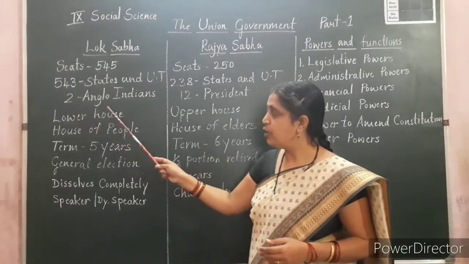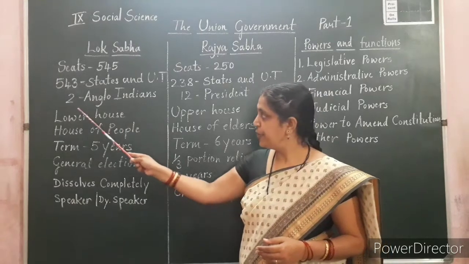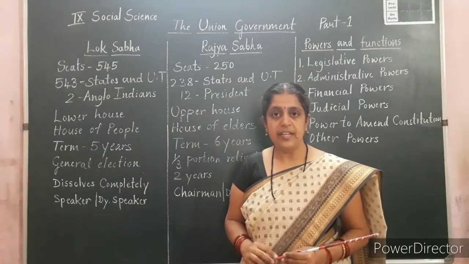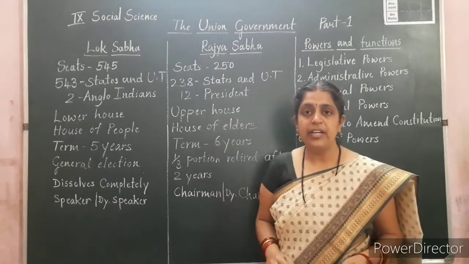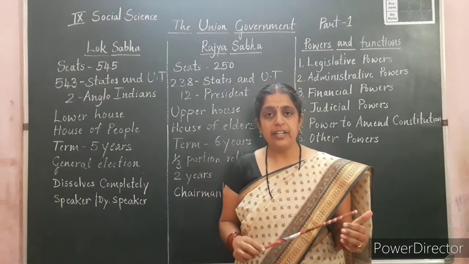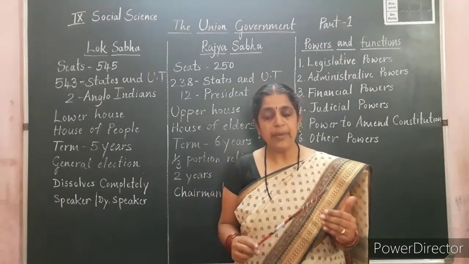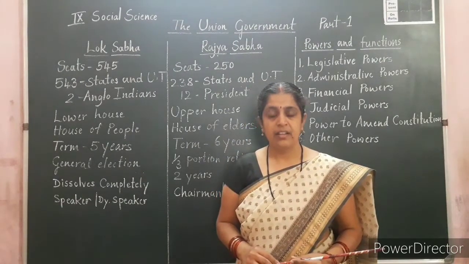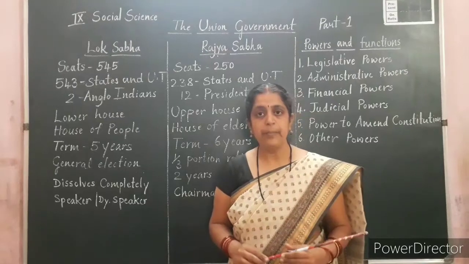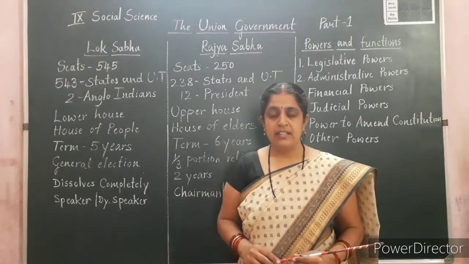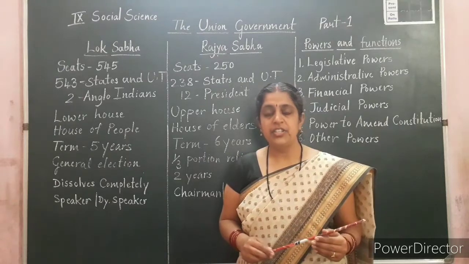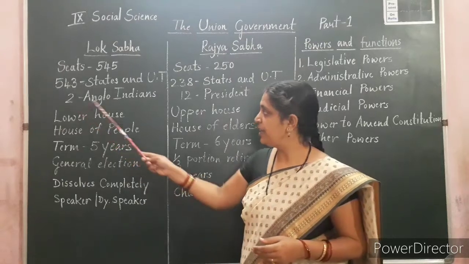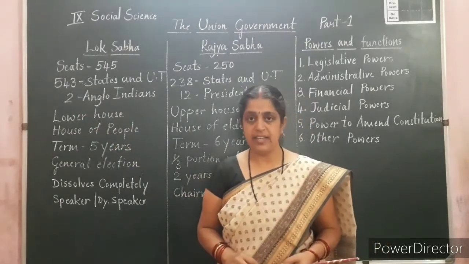Two members are Anglo-Indians, nominated by the president. What do we mean by Anglo-Indians? Anglo-Indians are those persons whose one parent is from Britain and the other parent is from India. Their next generation children we call Anglo-Indians. So two Anglo-Indians are nominated by the president.